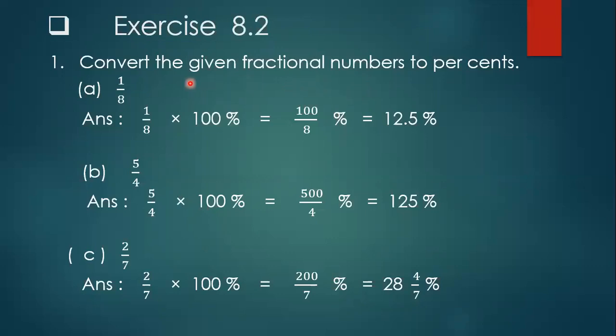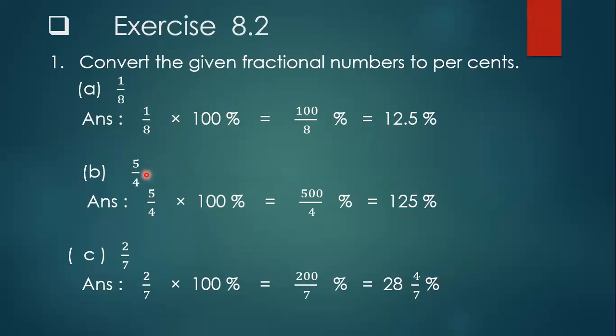The first question is 1 upon 8. So 1 upon 8 we will multiply by 100, and also we should give the percentage sign. We will get 1 into 100. This 100 always multiply by the numerator. 1 into 100 is 100. 100 upon 8. On dividing 100 by 8, you will get 12.5. 12.5 percentage.